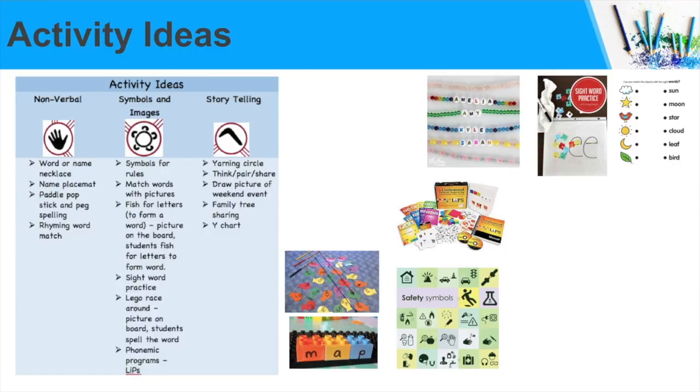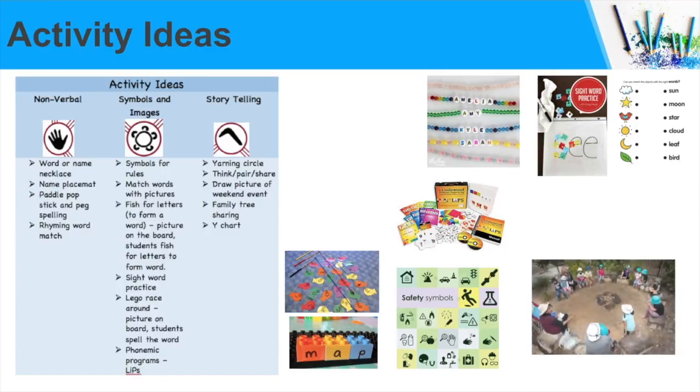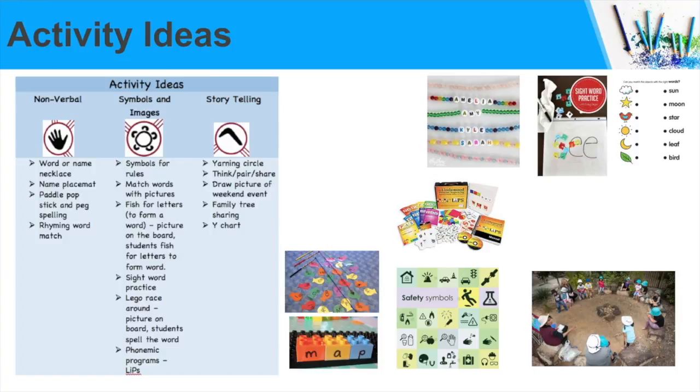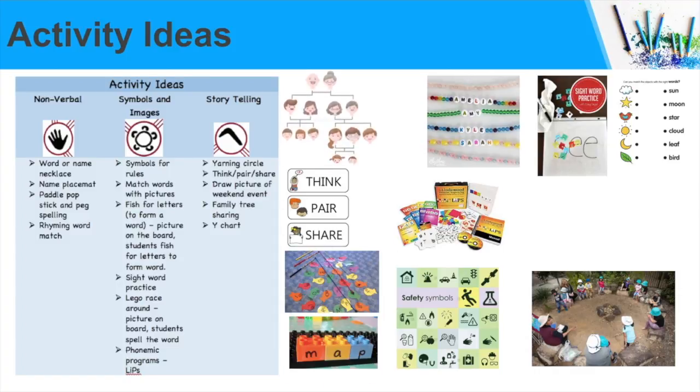And for storytelling, a yarning circle can be held where students share stories of their families. They can voice any problems that they have with any topics. Think, pair, share. They can draw a picture of what happened on the weekend, so a particular event, and then they can elaborate on that to the group. They can create a family tree and then share it to the group, and they can also fill out why charts. These activities can be adapted to suit all learning areas.